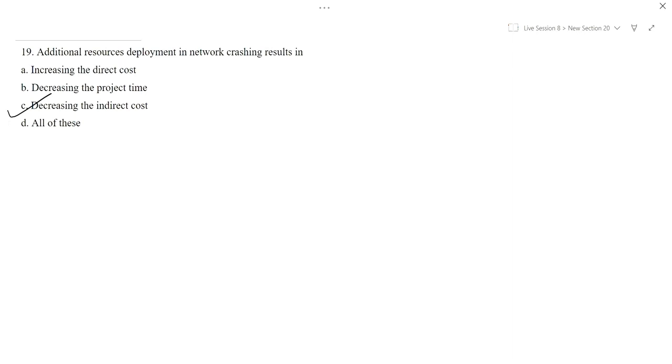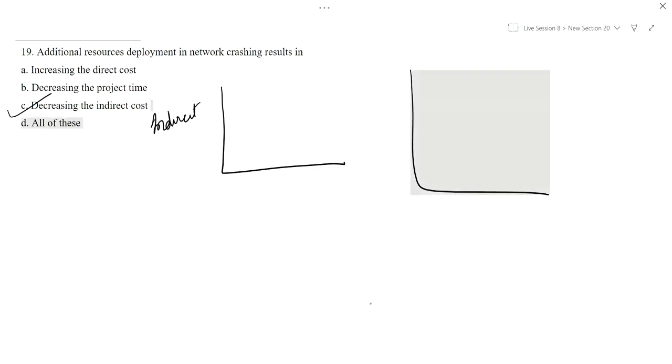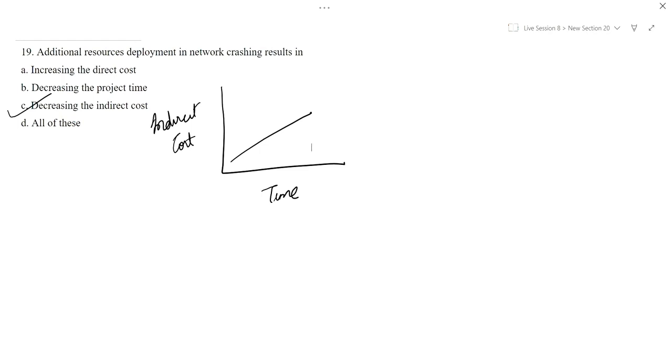Now the indirect cost, we have two things. Indirect cost increases with time always, and increases with time if the project continues for long. Like construction of building, we need to pay the management more money, labor wages, etc.